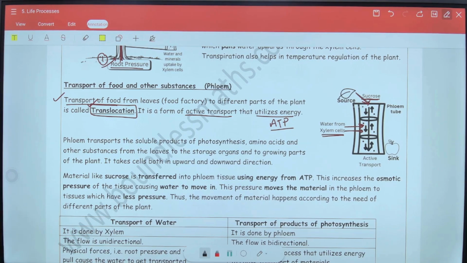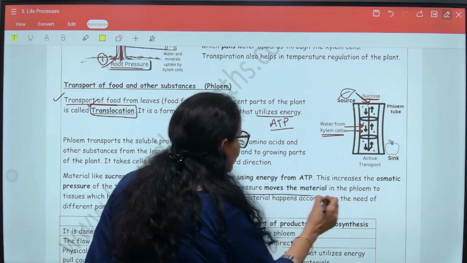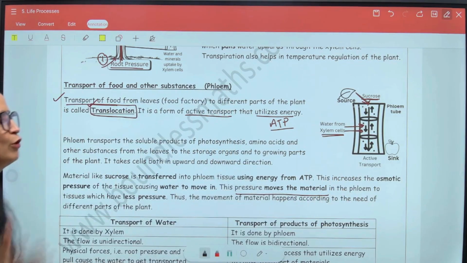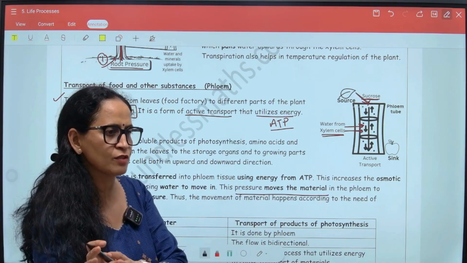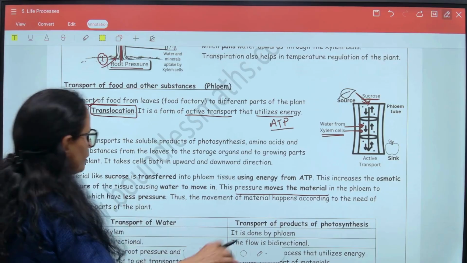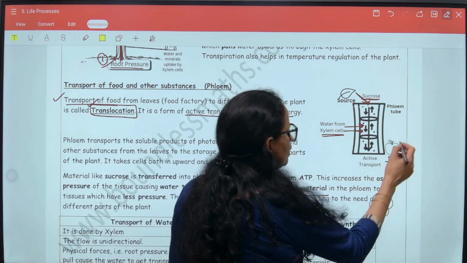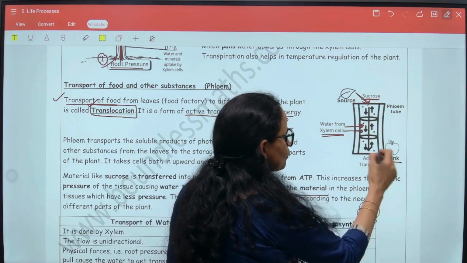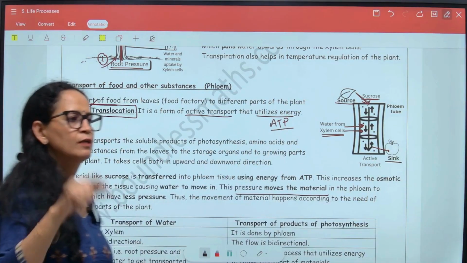Now when the water has moved into the phloem cells, this pressure helps in moving the material in the phloem to areas of low pressure, because now the fluid inside the phloem cell has very high pressure, and it makes it easier for these materials to get transported to various parts of the plant where there is low pressure. So in those low pressure areas, the movement of material happens as per the need of different parts of the plant. So this is the sink. Sink could be any edible part of the plant where it has to be eventually stored. So the source is the leaf and the sink is the fruit or the edible part of the plant where the sucrose is finally stored.